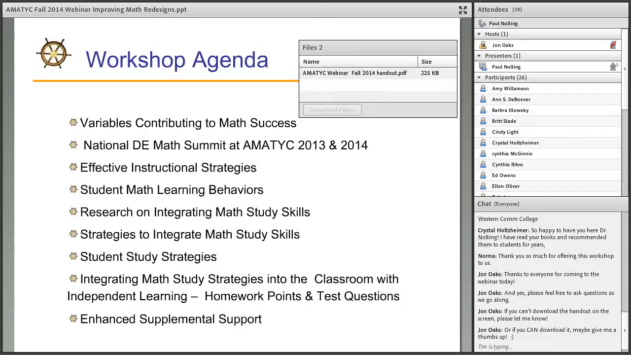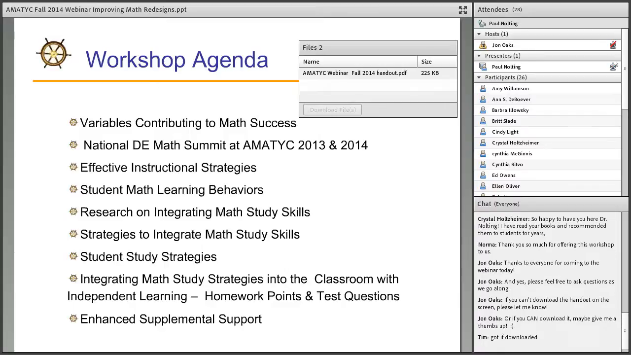If you look at my workshop agenda now, we're going to look at the variables to math success, which I always do, and the National Developmental Education Math Summit. As some of you know, we had that last year at AMATYC, and we're actually having another one this year. So this is my commercial break already. It's going to be Thursday morning, I think from about 9 to 11.